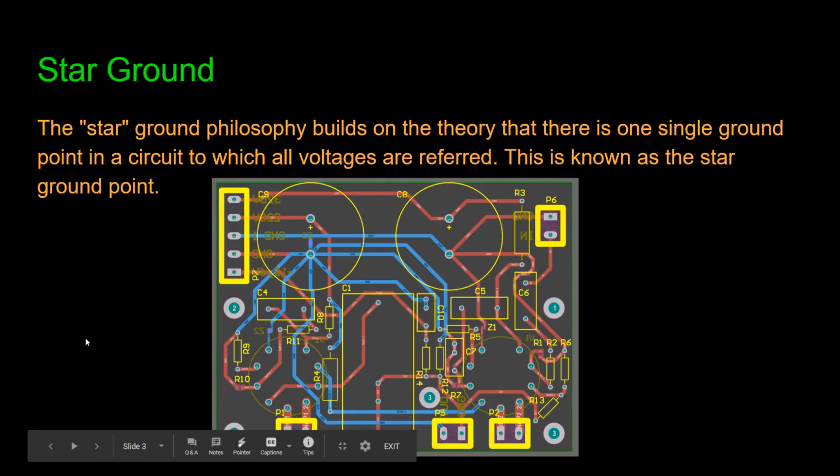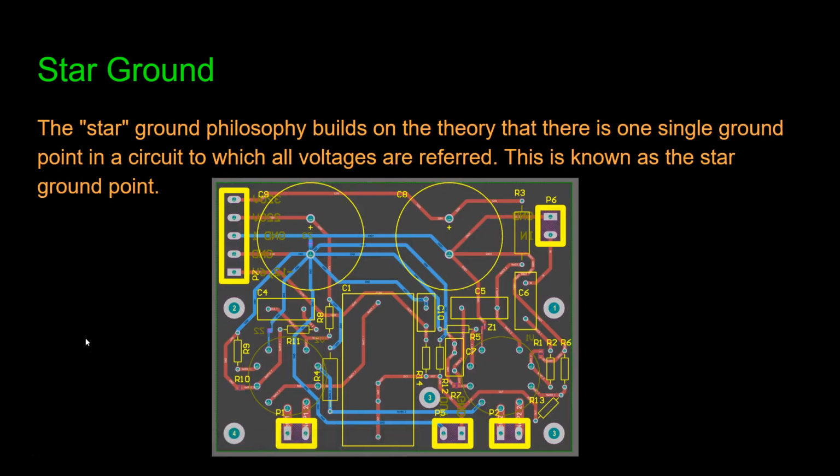Now here, this is a star ground. The star ground philosophy builds on the theory that there is one single ground point in a circuit to which all voltages are referred, and this is known as the star ground point.